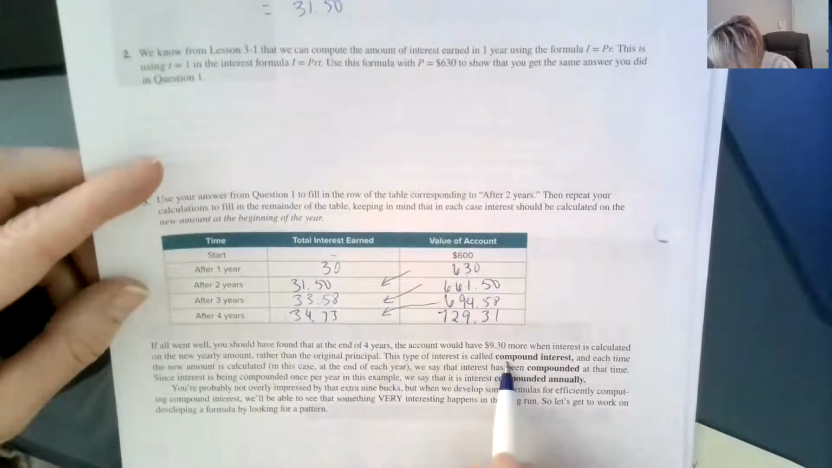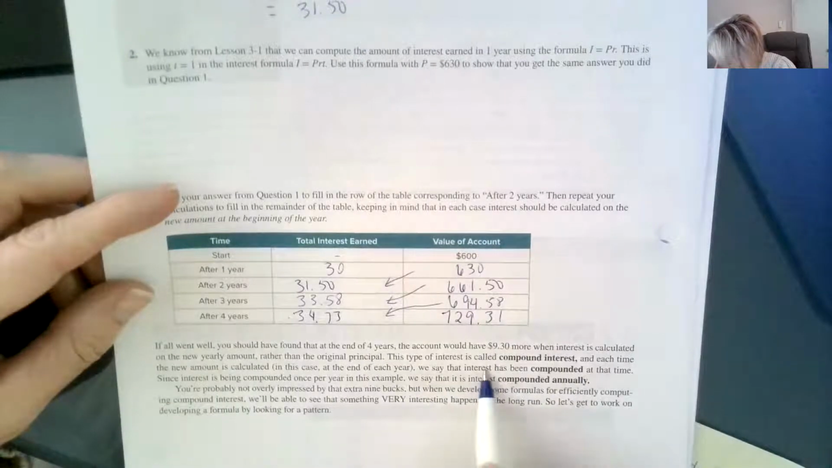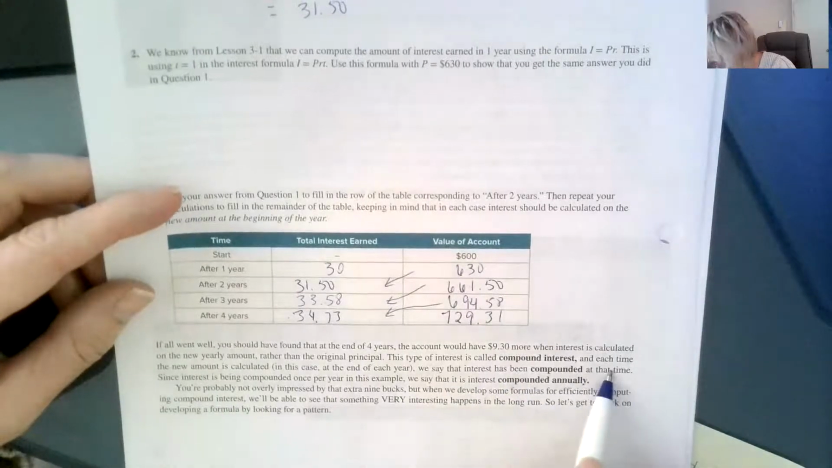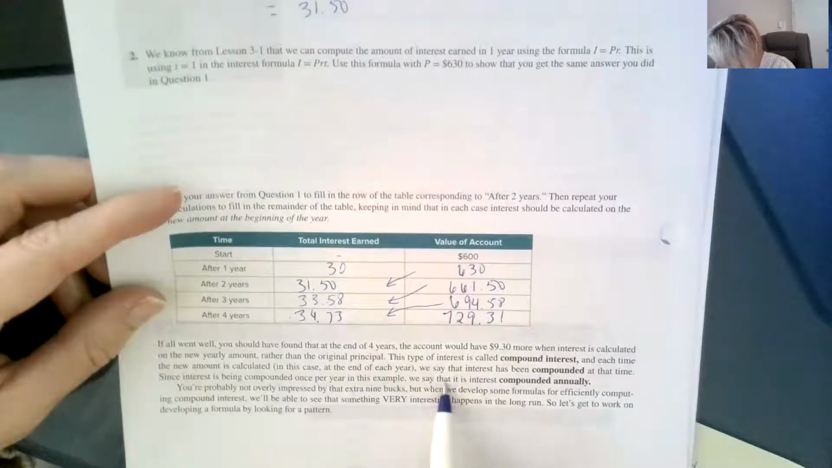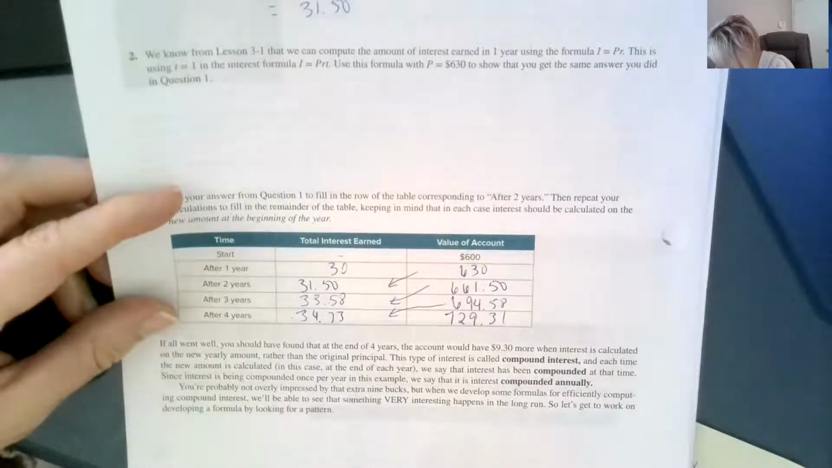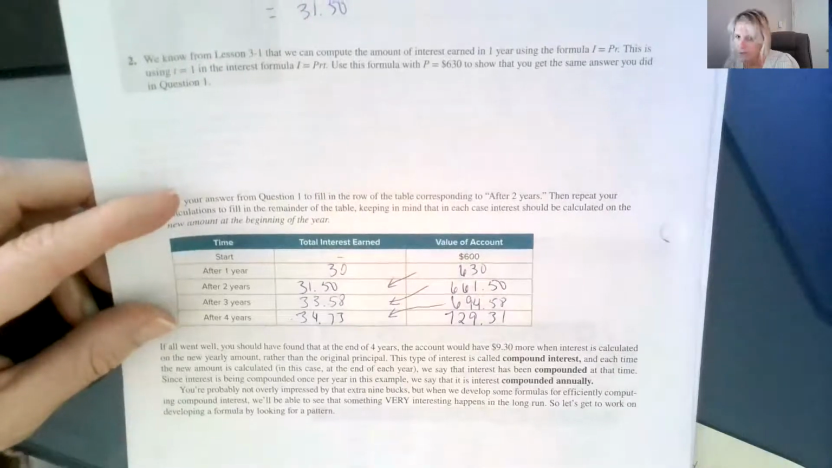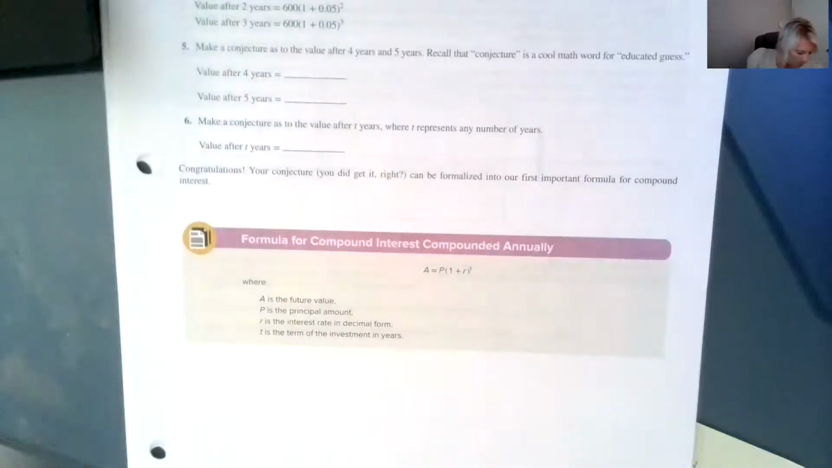This type of interest is called compound interest, and each time the new amount is calculated, we say that the interest has been compounded at that time. Since interest is being compounded once per year in this example, we say that it is interest compounded annually. You're probably not overly impressed by that extra $9, but when we develop this and go further and further over time, it gets even better.